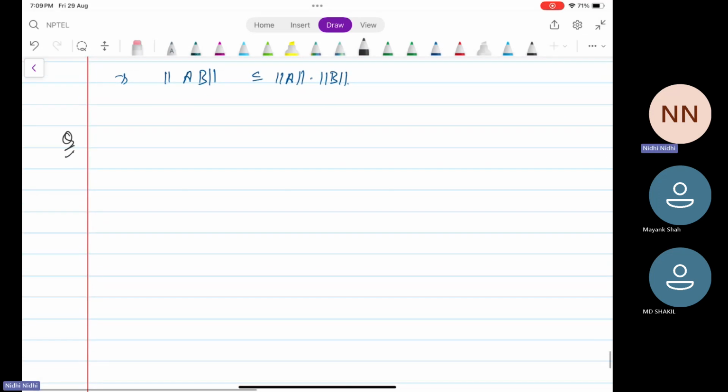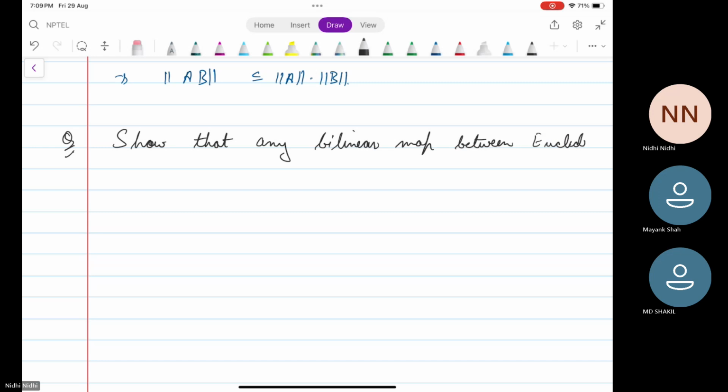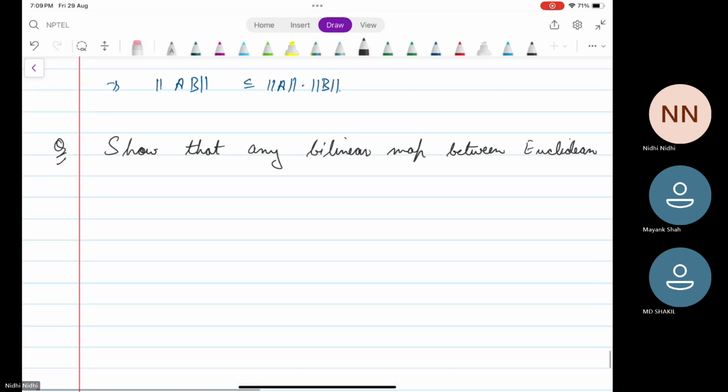So that any bilinear map between Euclidean spaces is automatically continuous. And that any bilinear map between Euclidean spaces is continuous. Let's write it out.